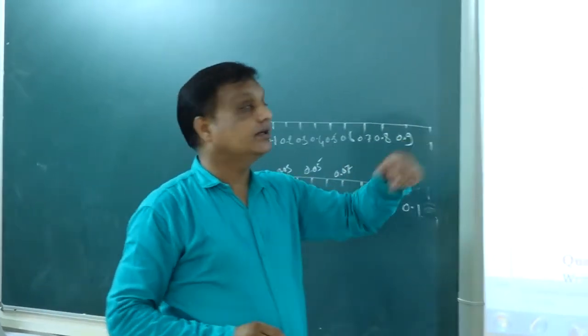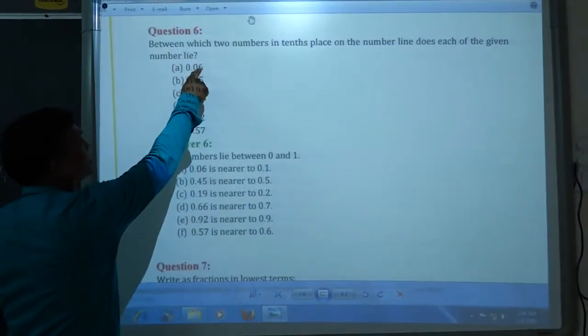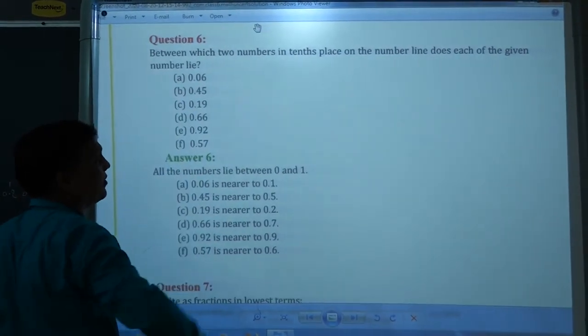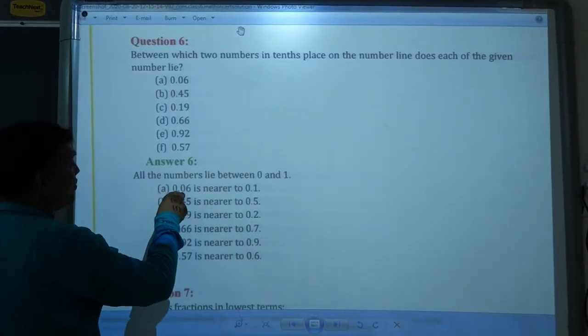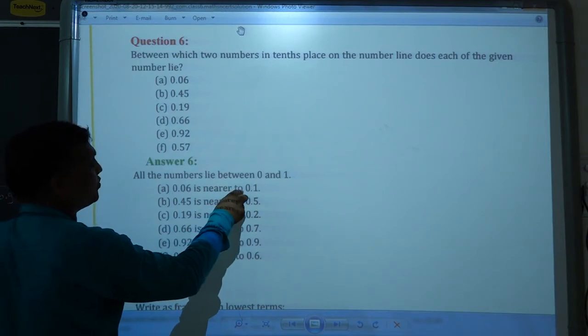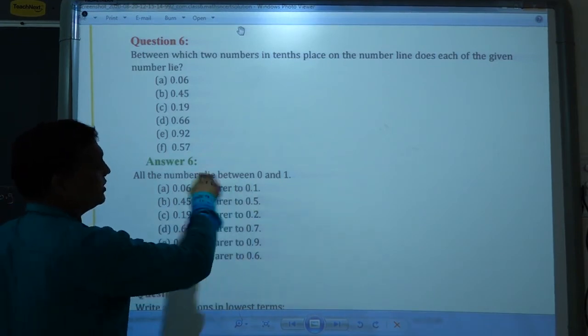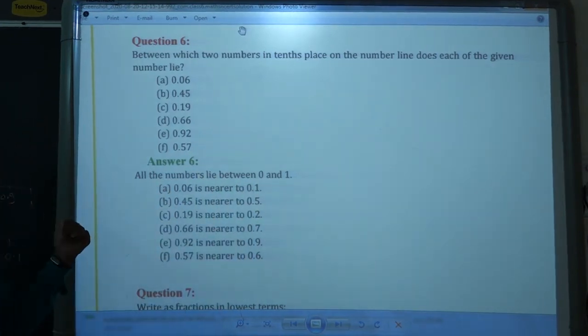So come here again. This 0.06, where is it coming? It will become between 0 and 0.1. 0.06 is nearest to 0.1, as I showed here.